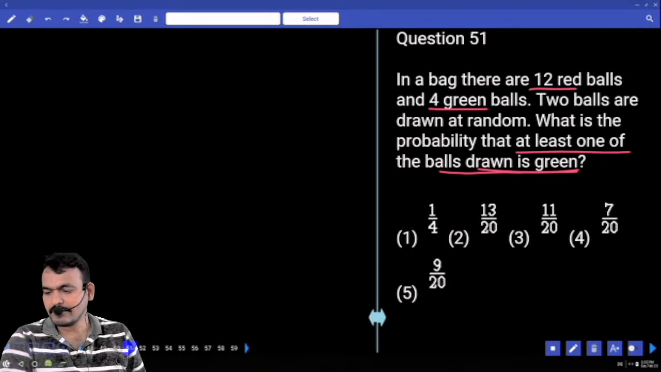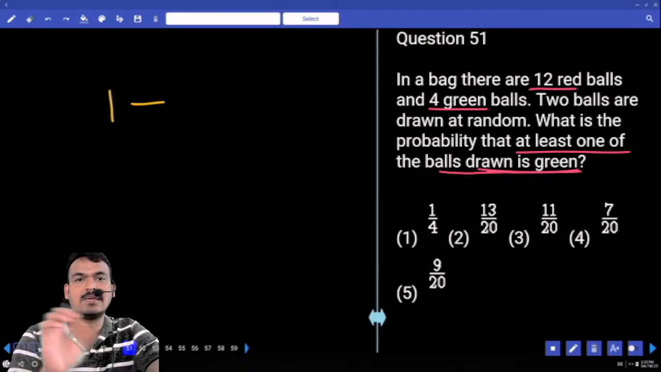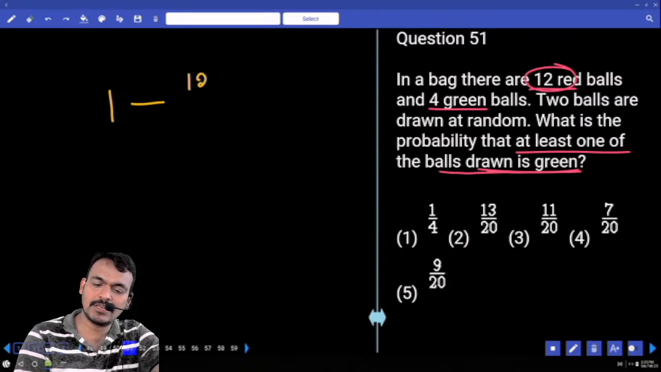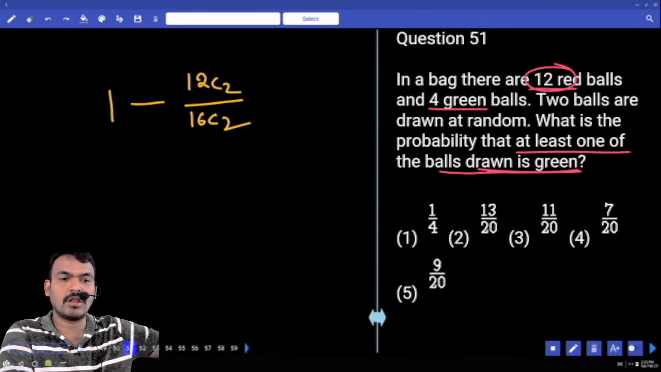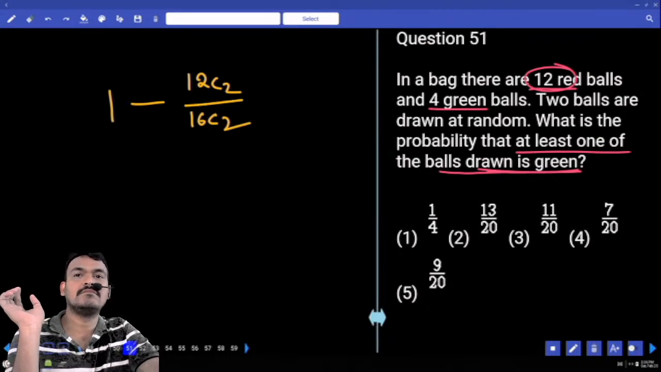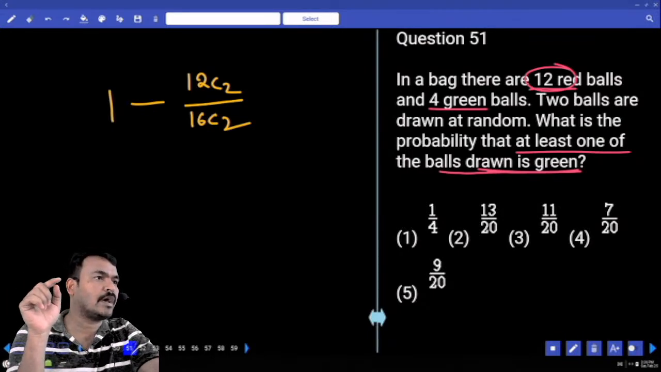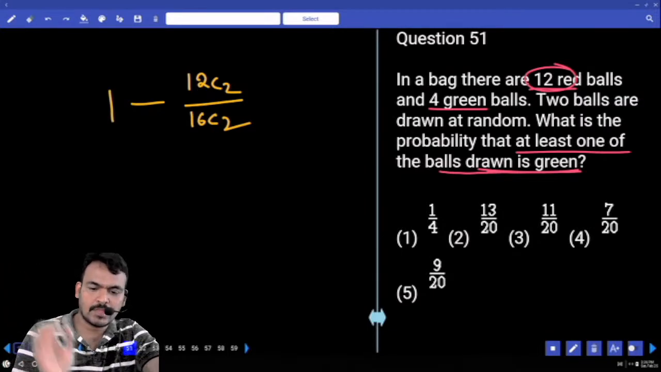Sorry. At least green or not? Then we take total probability minus other than the green. Other than the green means 12. Then we take 12C2 by 16C2 or not? 12C2 by 16C2. Total probability minus other than the green. Suppose if required at least red, it means total probability minus 4C2 by 16C2 or not.